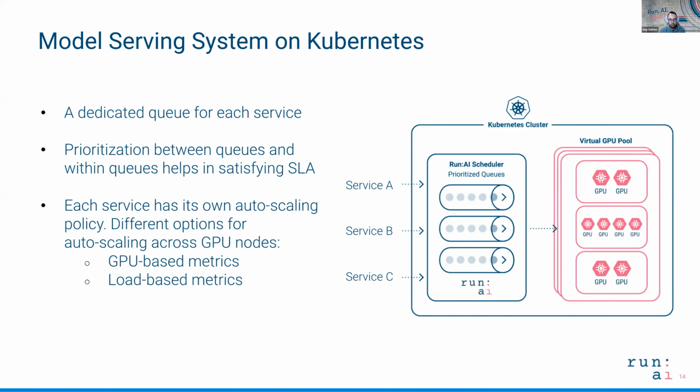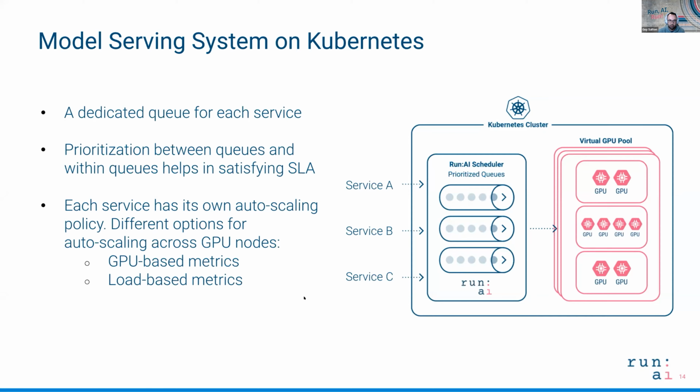So what we did in Run AI is we built our own scheduler that is dedicated and specifically designed for deep learning, for AI, for different types of workloads, both for training, for building models, but also for model serving. Our scheduler can manage multiple queues and have priorities between the queues, and this will help us satisfy the SLAs that we discussed earlier. It can also bring a unique and different auto-scaling policy to each service, and this can help us with auto-scaling based on GPU metrics as well as load-based metrics.